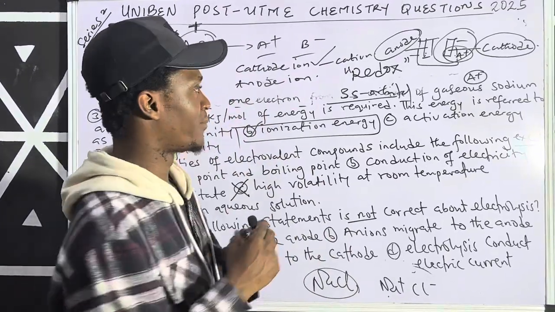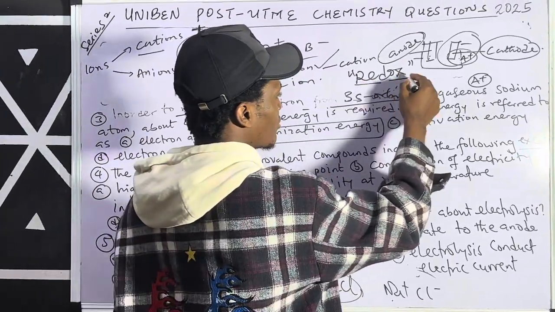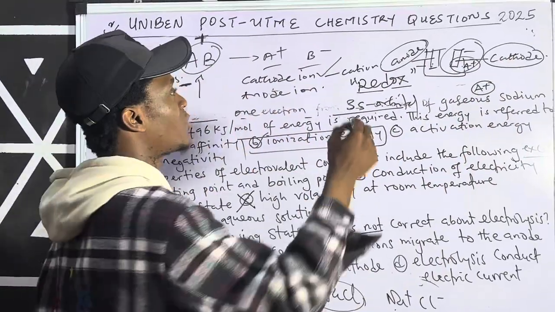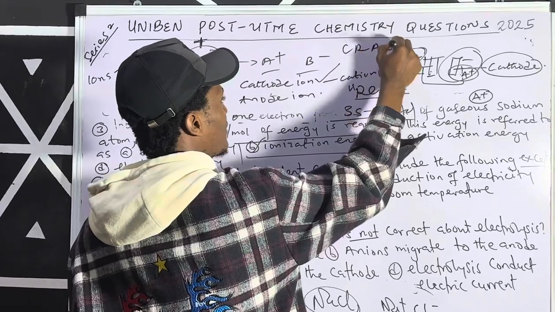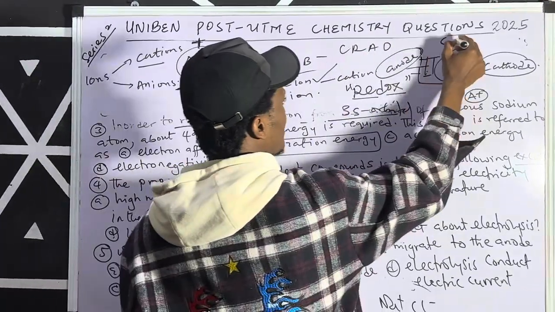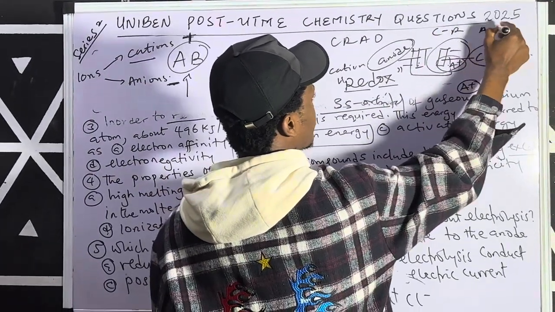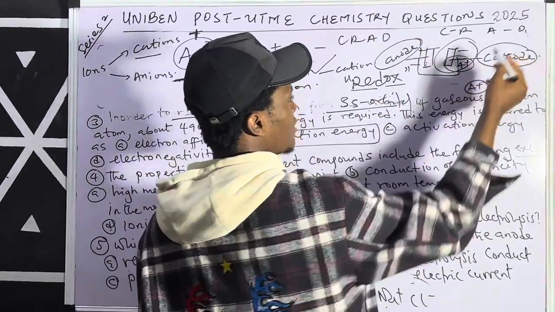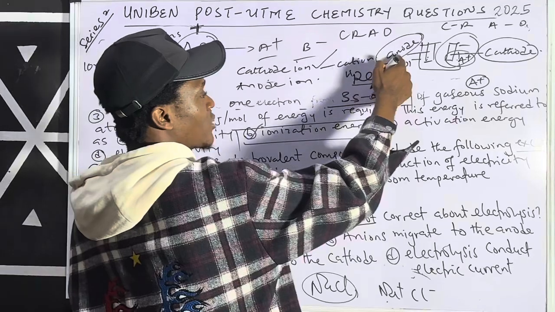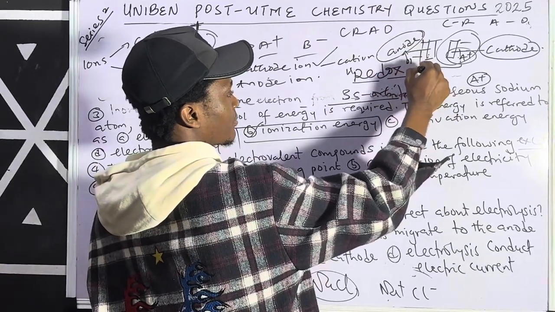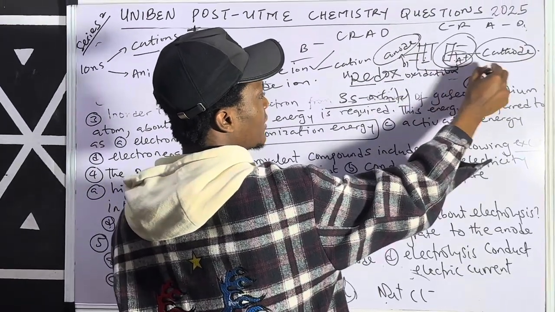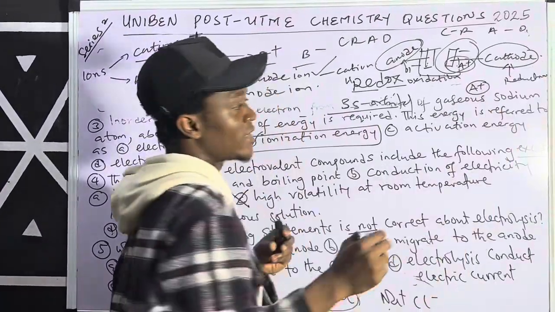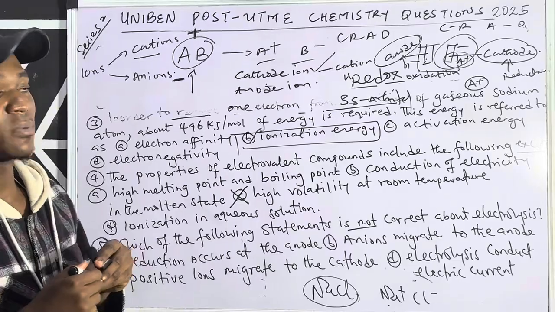Now, between reduction and oxidation, which one occurs at the anode and which at the cathode? It is very easy. You can use the code CROWL to always remember it, meaning C to R and A to O. What does that mean? It means cathode to reduction and anode to oxidation. So oxidation takes place at the anode, then reduction takes place at the cathode. Don't forget that: oxidation takes place at the anode and reduction takes place at the cathode.